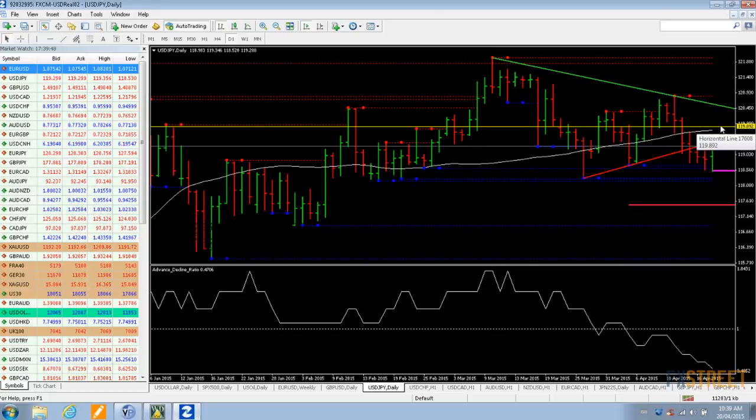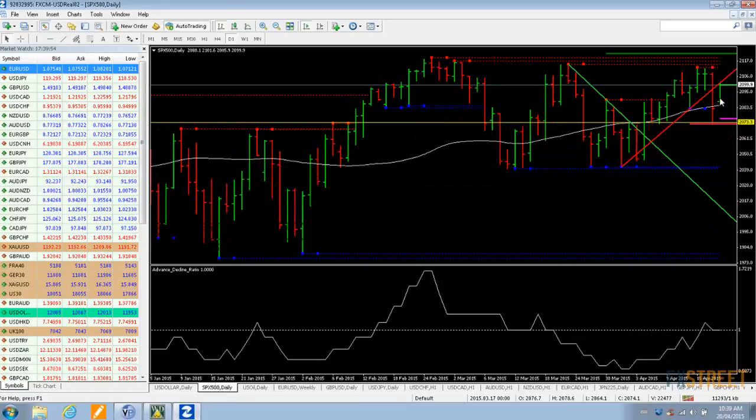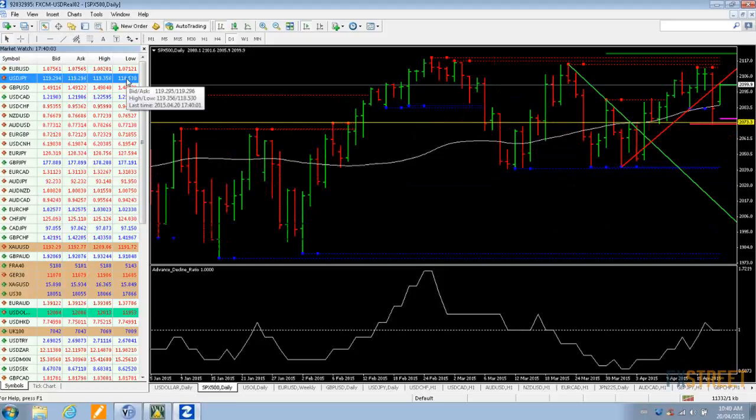But if we're going to go short, guys, what do we need here? We need the S&P 500 moving lower. It's not moving lower today. It's moving higher, right? We look at the dollar yen pair. The dollar yen pair is moving higher, right? So we come down to 118.53. And we bounced out of there.